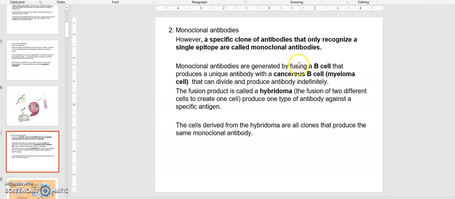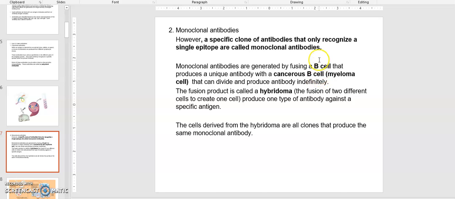The reason is B cells will give you the antibody you want, right? So a B cell is an antibody producing cell. There's that ability. But a myeloma cell is a cancer cell. And what benefit does it provide? A cancer cell can live forever inside of a test tube, right? That's the characteristic of a cancer cell.